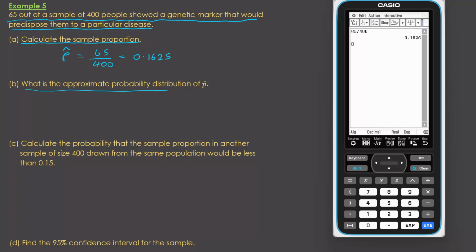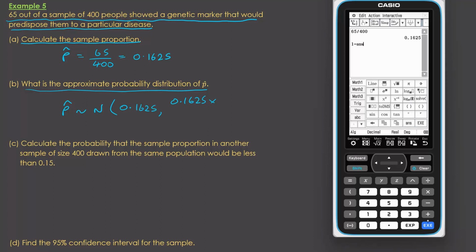What is the approximate probability distribution of p hat? Well, we know it's normally distributed. 0.1625 would be the mean, and the variance is going to be 0.1625 times 1 take away my last answer, which is 0.8375, over 400. I'm sure that's not going to be anything nice. We'll just do a quick calculation on it.